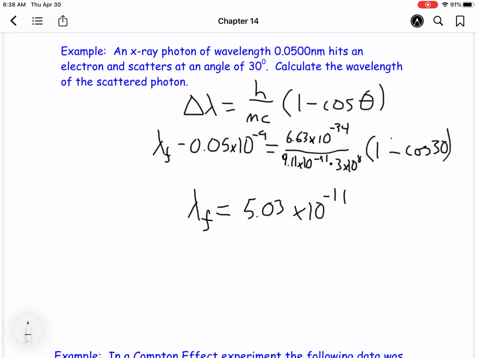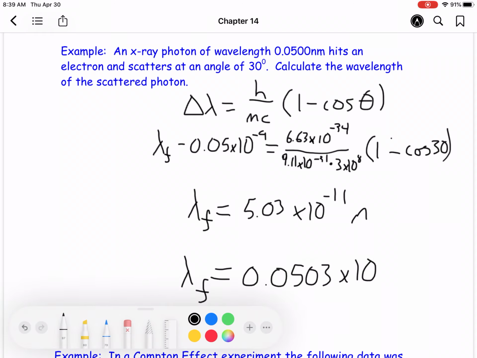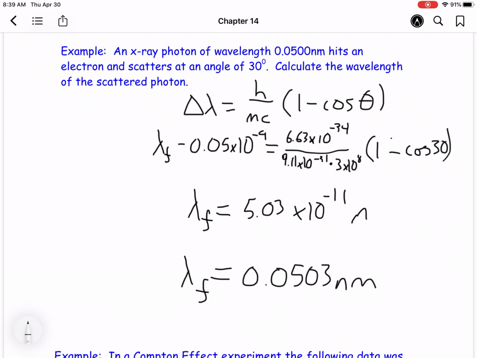Okay, so that's that answer, and that's in meters. We could also do this in comparison of the way it was given to us. 0.0503, just converted that to nanometers. So we got a scattering, but not much. Very small scattering.